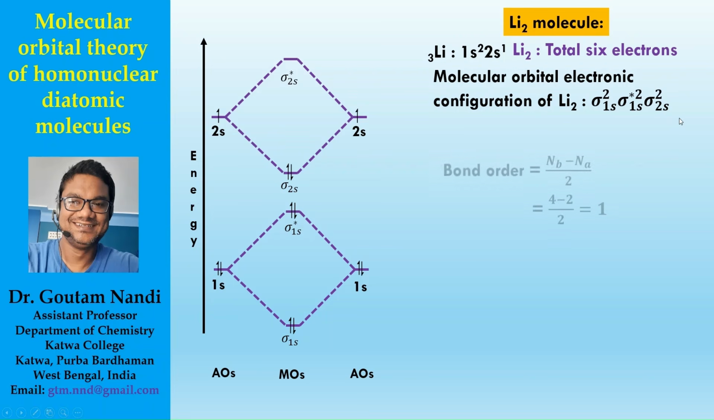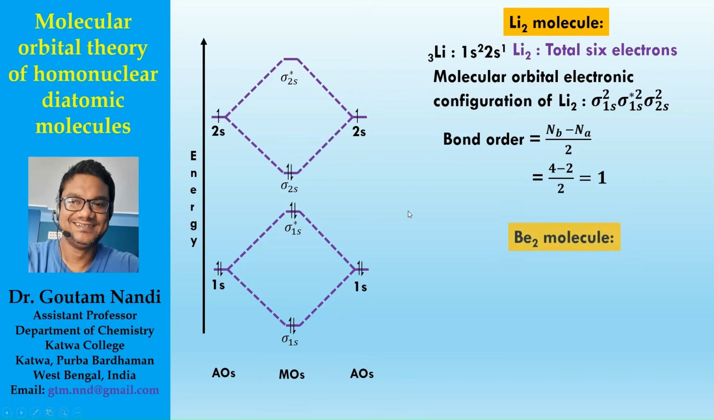So what will be the bond order? It will be 4 minus 2 by 2 equal to 1. 4 because the sigma 1s and sigma 2s both are bonding and that contains 2 electrons each. So total will be 4 electrons in the bonding molecular orbital and 2 will be in the anti-bonding molecular orbital. So it is giving 4 minus 2 by 2 equal to 1.